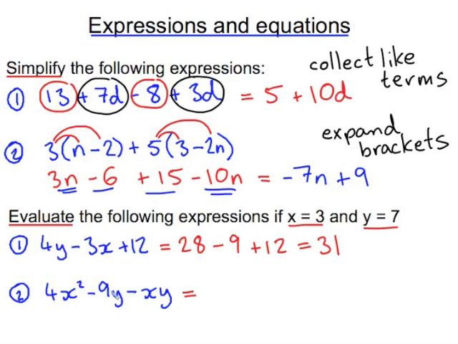Secondly, 4x squared means 4 lots of x squared. So if x is 3, x squared is 9, and 4 lots of x squared is 36. Take 9 lots of 7, and then take 3 times 7, xy, when x is 3 and y is 7, that's 21. So the answer to this is negative 48.